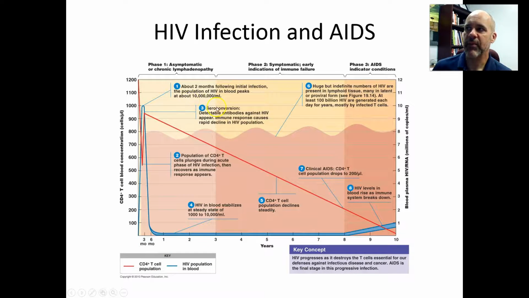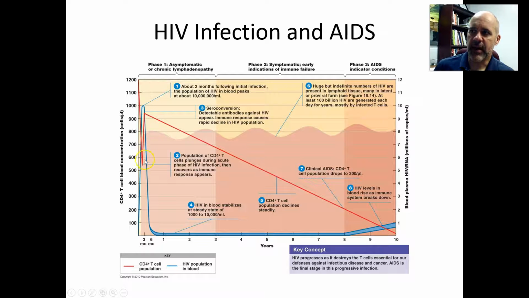for a period of potentially years. And so what's happened is you've undergone what's called seroconversion. That means you now have detectable antibodies against HIV. So your immune system does react to HIV. You do make antibodies to it. However, you don't completely clear out the HIV. It's not like other types of pathogens that you get exposed to where you have an immune response and it goes away. That just doesn't happen with HIV. You never completely clear it out.